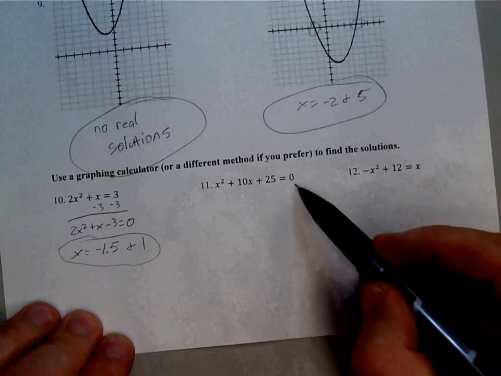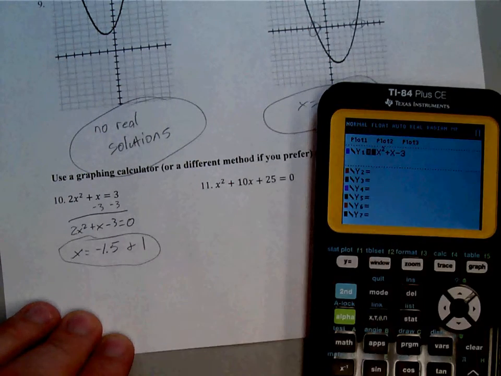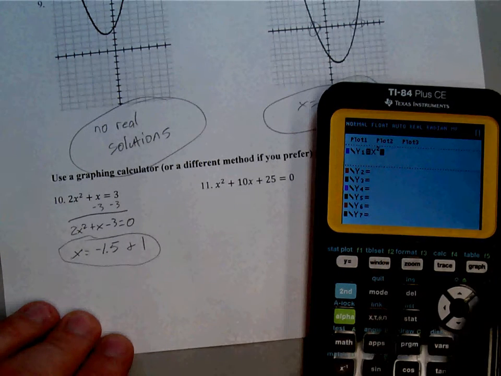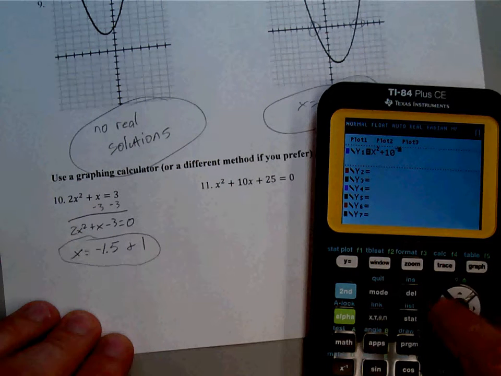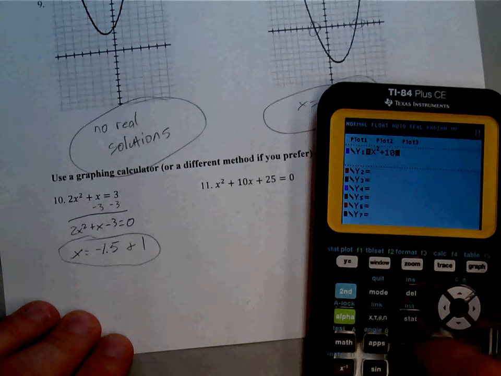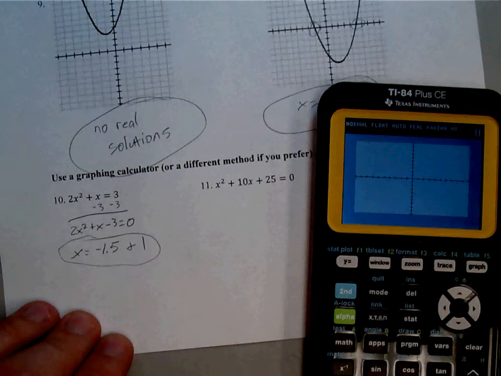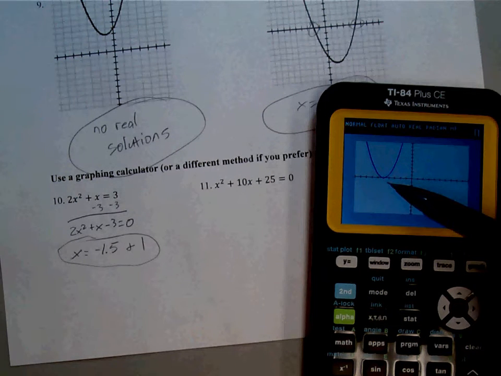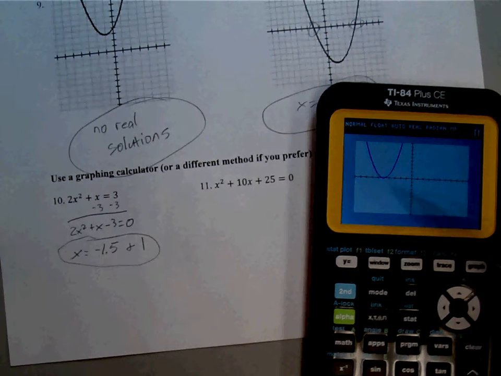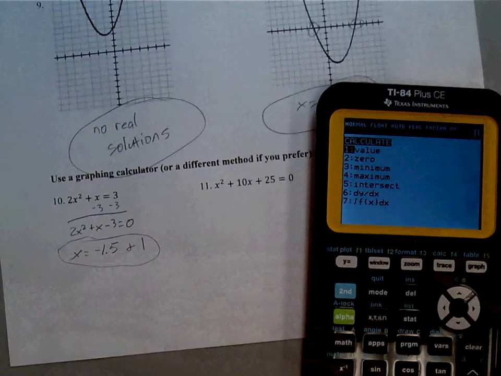Number 11, it's already set equal to 0, so I'm ready to type that one in the calculator. So go to y equals, I'm going to clear out the equation that's there, and type in x squared plus 10x, oops, wrong button, okay, 10x plus 25. Graph. Oh, looks like there's only one answer this time, and it looks like it's probably at negative 5. I'm going to use that 0 function to verify. Second, calc, 0.